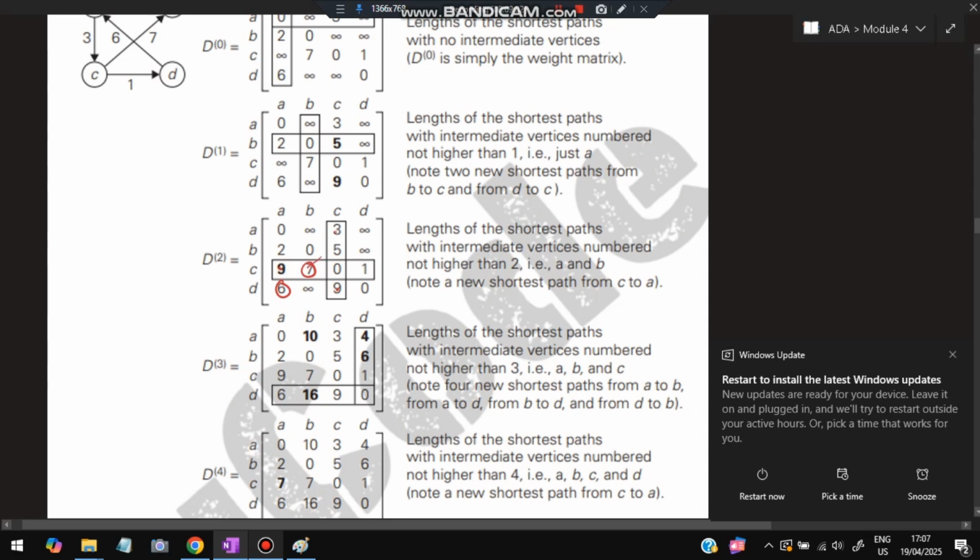Next, 7 and 3 is 10. So this will be replaced with 10. 7 plus 5 is 12. This is 0. Will not disturb it. 7 plus 9 is 16. This is infinity. We'll be updating it as 16. Now, next, 1. 1 with 3 is 4.